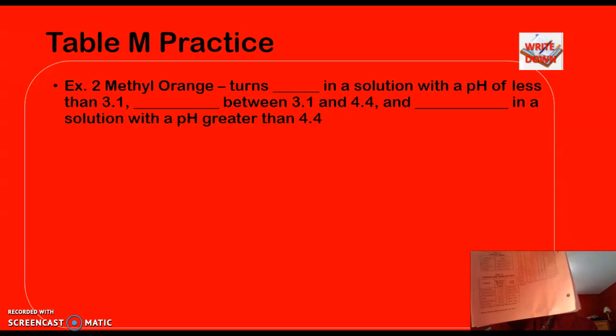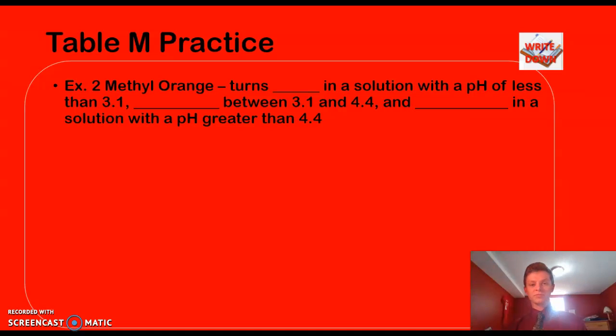So if you have your reference table out like I do, take a second, try it on your own. I'm not going to stop the video, but if you need to, pause the video and try it out on your own. Take 30 seconds or so. Try to find the colors without my help, and then we'll go over it. So methyl orange, you'll see that the color change is from red to yellow.